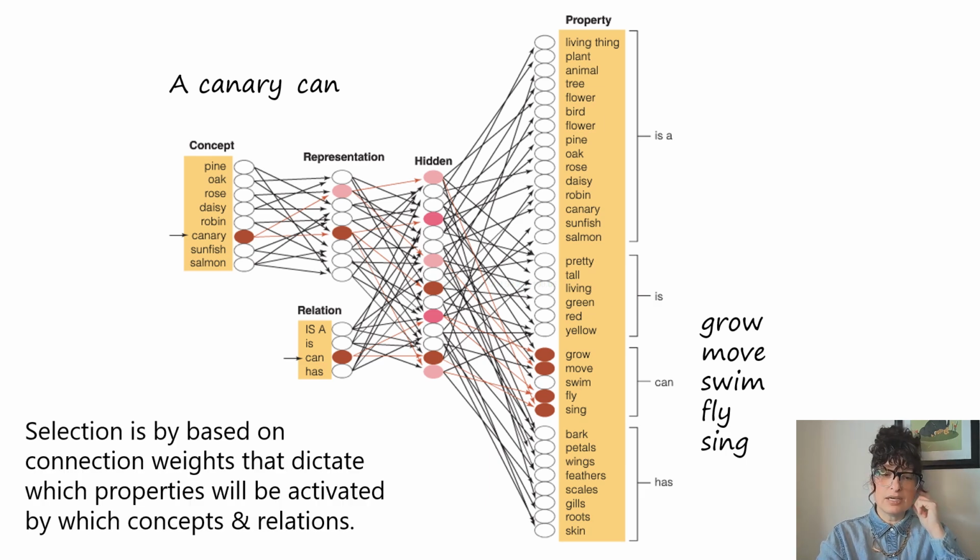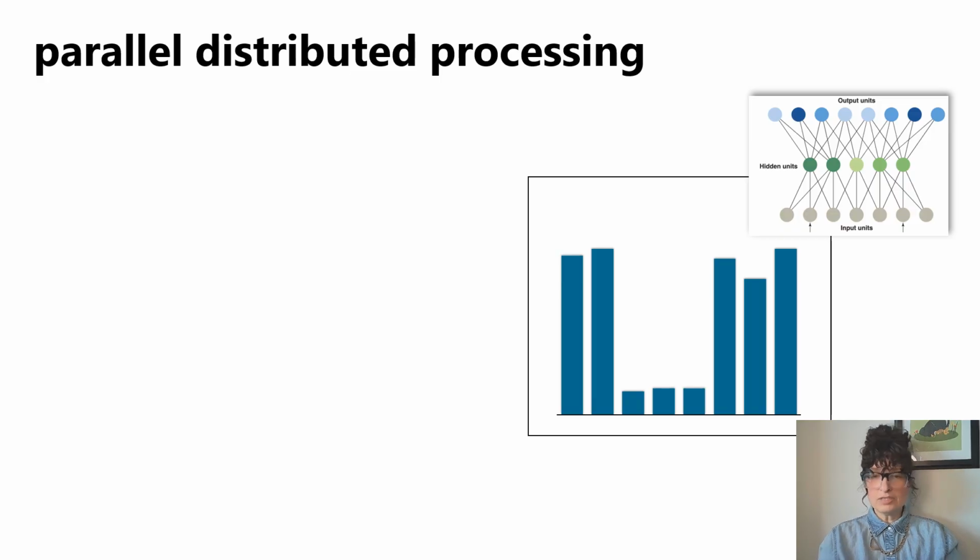So selection is based on connection weights that dictate which properties will be activated by which concepts and relations. Connectionist models are also referred to as parallel distributed processing, and I wanted you to see the relationship between these schematic representations of the abstract model of a connectionist model, and then the final output that can be represented as this sort of pattern of activation in a graph.